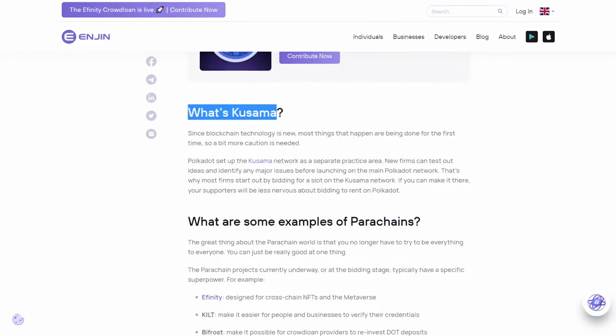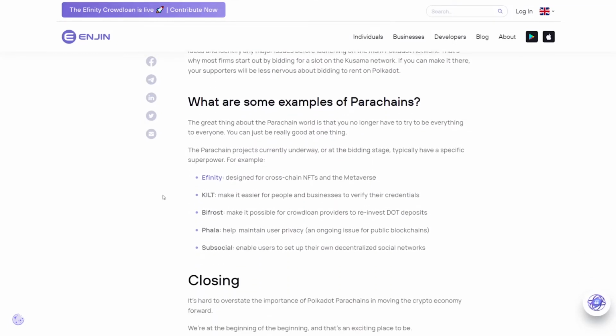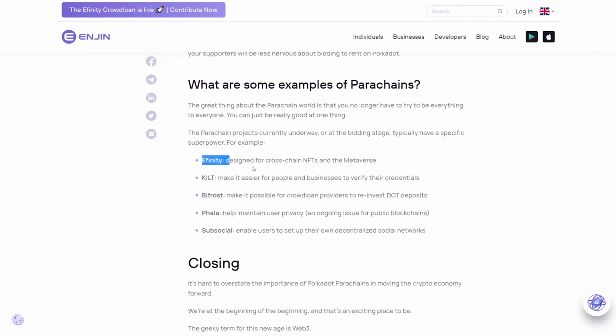They also have Kusama, which is their testing network, which we check out in the Polkadot overview as well. And here are just some examples of parachains. So first of all, the Efinity from Enjin team, cross-chain NFTs and the metaverse, but also Guild, Bifrost, Pala or Subsocial, just to name a few.